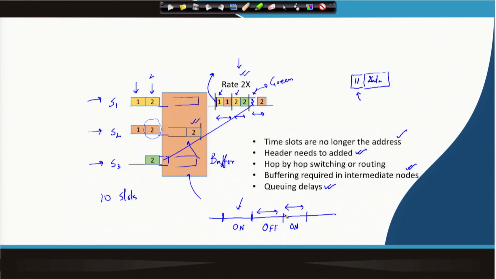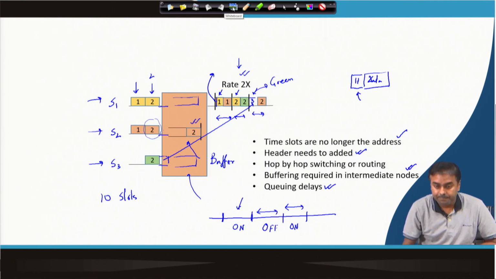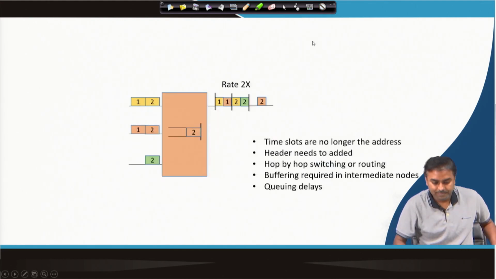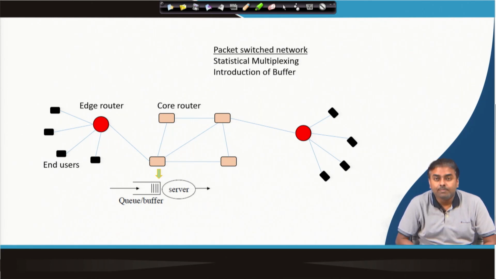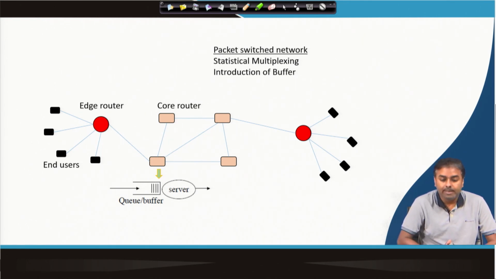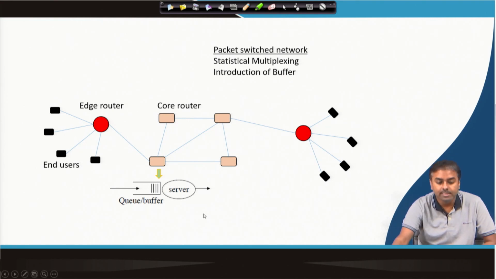Okay. So, if we just see it probably, okay. So, from there what we can summarize is that we have come to a kind of packet switch network. In the packet switch network we are doing statistical multiplexing, each packet will have a header, and we are introducing buffer. So, as you can see, now we again have a similar network.